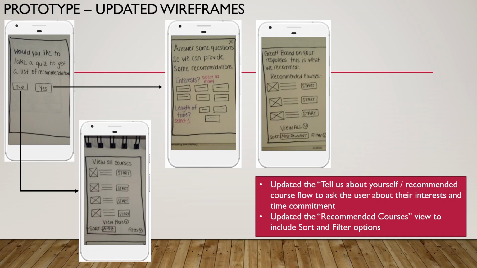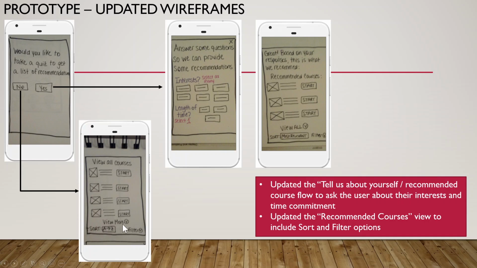We see the updated wireframes here. So I introduced this slide here asking the user. After they've created their account, this screen will come up and ask the user if they would want to take the quiz to get a recommended list. And if they say yes, then they're prompted to take the quiz. If they say no, then you just look at all the course listings available in the app.